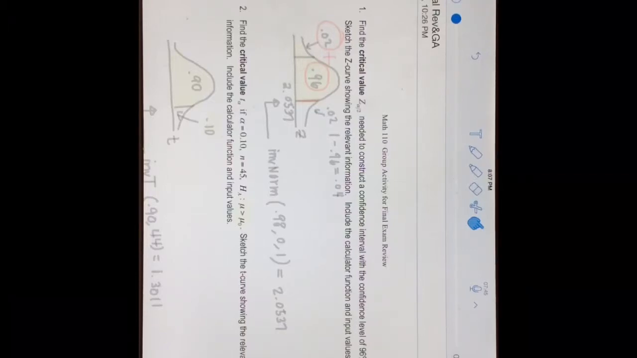Find the critical value Z sub alpha over 2 needed to construct a confidence interval with the confidence level of 96%. Sketch the Z curve showing the relevant information. Include the calculator function and input values.